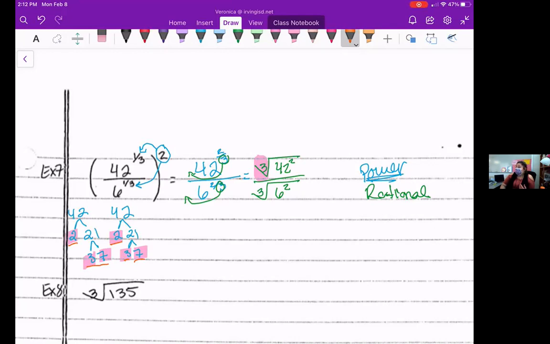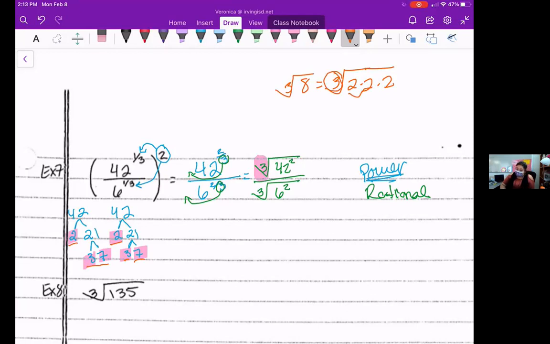That cube root means that I'm looking for perfect 3s, not the physical number 3. I'm looking for perfect groups of 3, right? So for example, the cube root of 8 is the same as 2 times 2 times 2. 2 times 2 is 4, 4 times 2 is 8. So 8 is a perfect cube. Why? Because it's a group of 3. I don't care what number it is, as long as it's a group of 3.